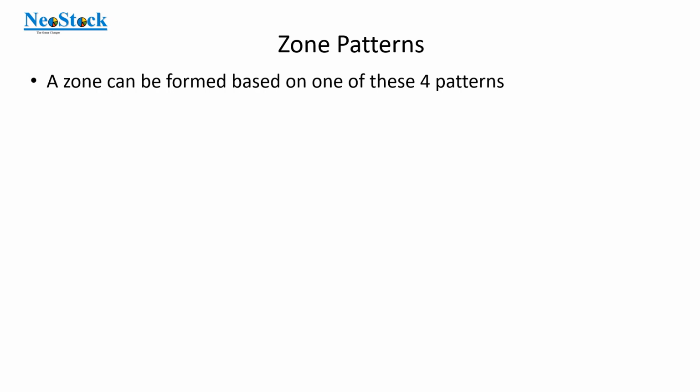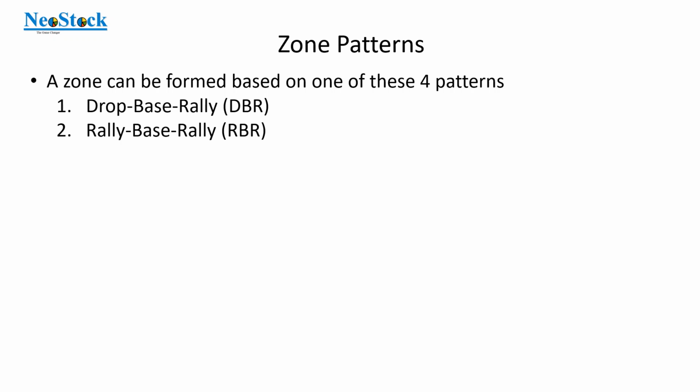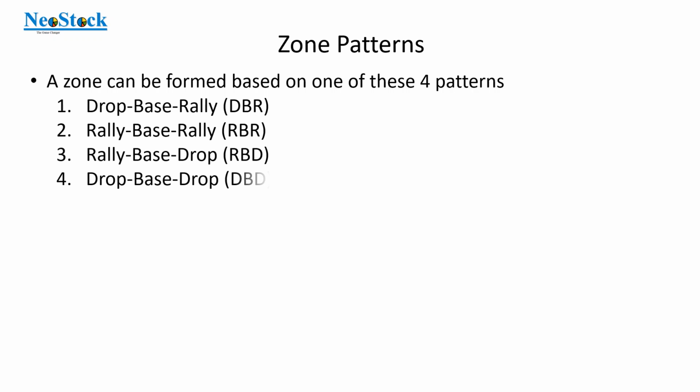So we have four types of zone patterns. The first one is drop base rally, in short DBR. Second one is rally base rally, also called RBR. Third one is rally base drop, called RBD. And the fourth one is drop base drop, also called DBD. So let us look into all these patterns in detail in this video.